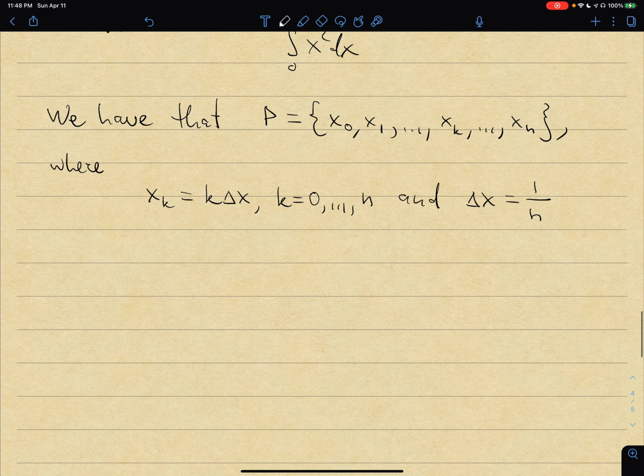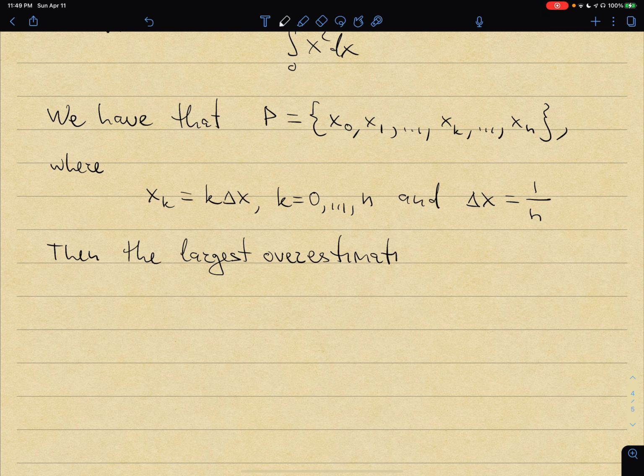All right. So that gives me my partition. And so then the largest overestimation of the area, or again, of the integral from 0 to 1 of x squared dx, using the partition P.